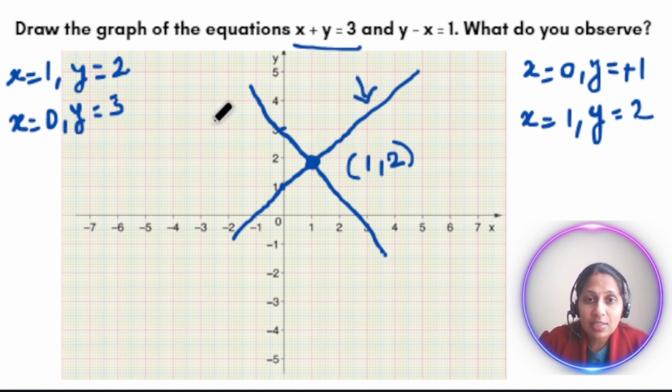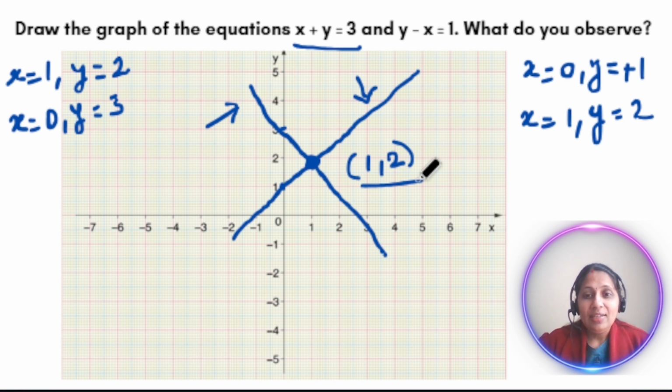Okay, so this point 1, 2 is a solution for both of the equations because this point lies on this line as well as lies on this line. So that value of x and y will satisfy both the equations simultaneously. So this is the solution for this graph. These are the 2 equations, x plus y equals 3 and y minus x equals 1. What do you observe here? What we have observed is this x and y value, which is 1, 2, satisfies both the equations. So that is the solution for your 2 equations. I hope you are clear with the graphical method. Graphical method is a very easy method, but you need a graph to solve this.